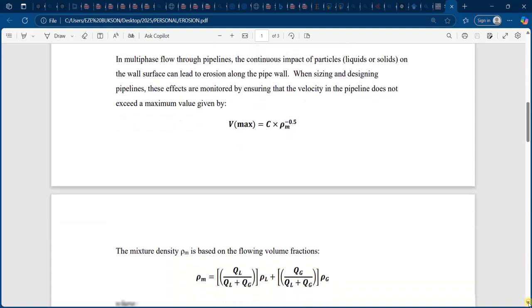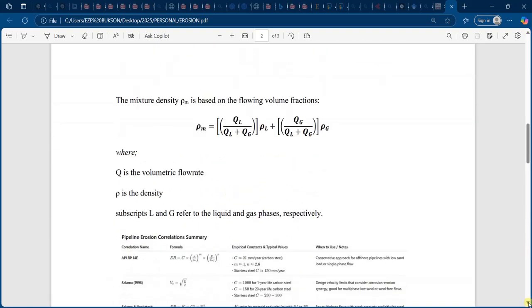Okay, so we have Q as the volumetric flow rate, right? And then L and G would refer to liquid and gas phases respectively. So QL is liquid flow rate, while QG is gas flow rate, right? Rho L is liquid density, and rho G is gas density, right? So rho M is your mixture density, that's the density of both the liquid and the gaseous phases respectively.